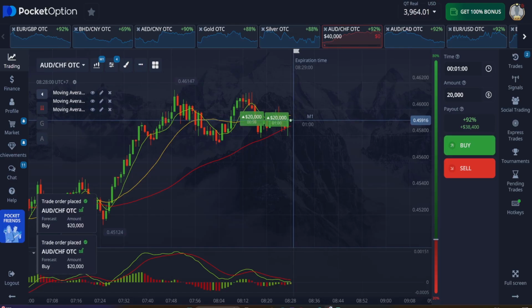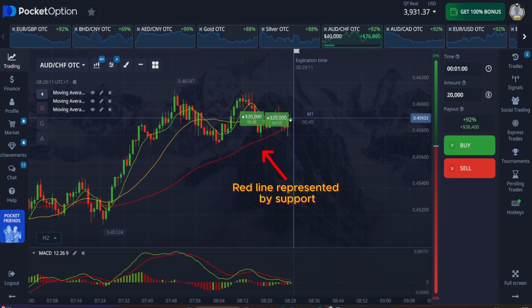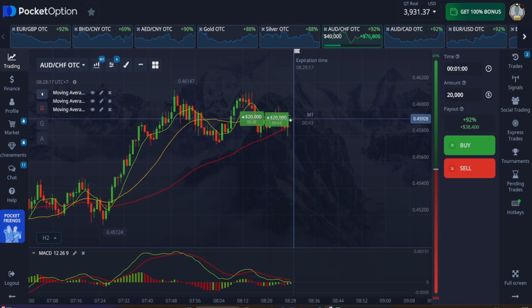I'm taking a buy position because the price is currently reacting at the red line, which is the 60-period moving average acting as dynamic support. This line often serves as a natural bounce area, as many traders use it as a reference for the long-term trend. When price approaches the red line and rejects it upward, it indicates that buyers are still holding control and the main trend remains bullish.